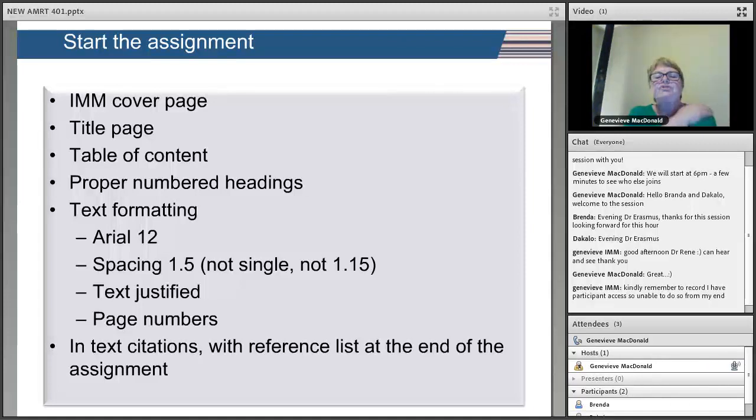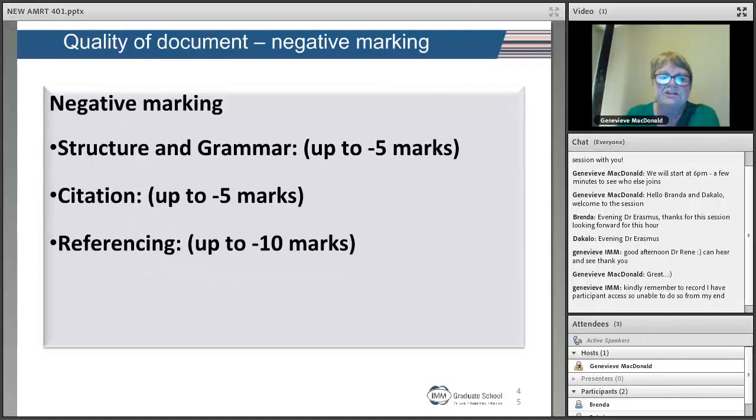Okay. So if you start your assignment, you have the IMM cover page that's added when you submit it. But think about adding a title page, a table of content, give proper numbered headings, your text formatting: Arial 12, spacing 1.5, not 1, not 1.15. Your text must be justified. You must have page numbers, in-text citations with a reference list. Not a bibliography, a reference list at the end.